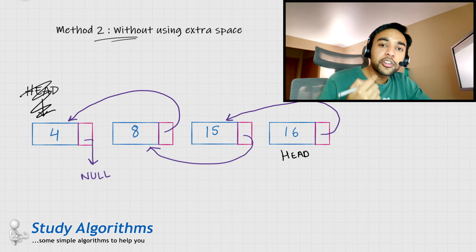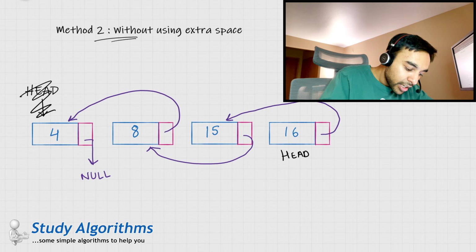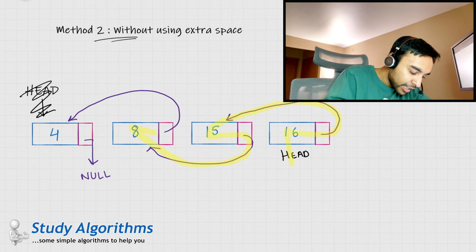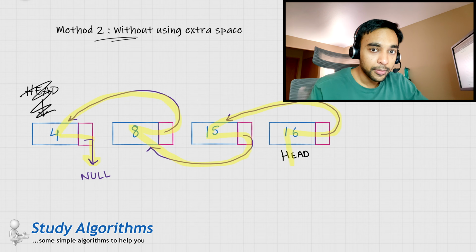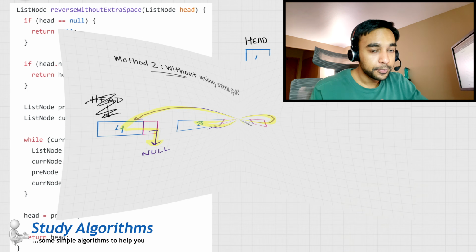What happens if you try to traverse this list now? You start from your head, that is 16, then you go to the next value, that is 15, then you go to the next value, that is 8, and then you go to the next value, that is 4, and ultimately you go to null. What did we just do? We reversed the list without using any extra space or any extra data structure. How does the code for this look like? Let us have a look now.